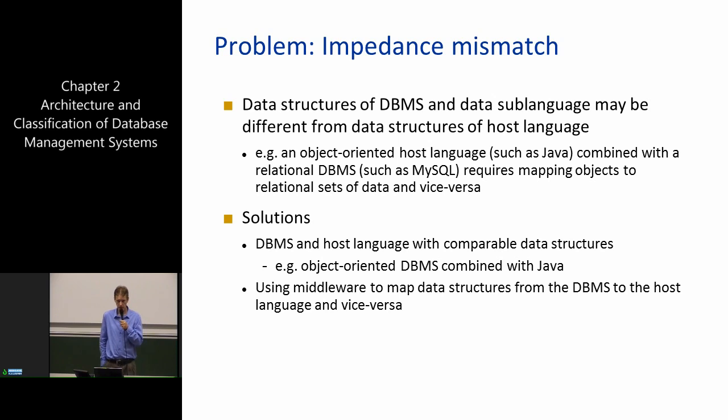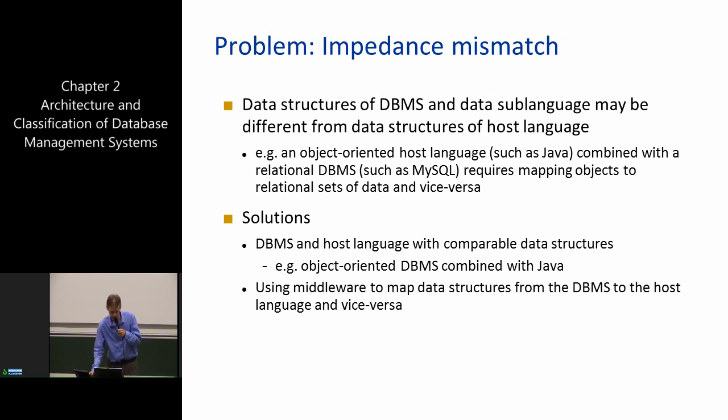A key problem here is that we have an impedance mismatch. That means that the data structures of the DBMS and the data sublanguage may be different from the data structures of the host language. What do I mean by that? Well, remember the example I gave you earlier on. If you look here, this is a Java application. Java is object-oriented. It's going to work with objects that have state, behavior, that can have polymorphism, information hiding, where you can have inheritance, and so on. So Java is a purely object-oriented environment.